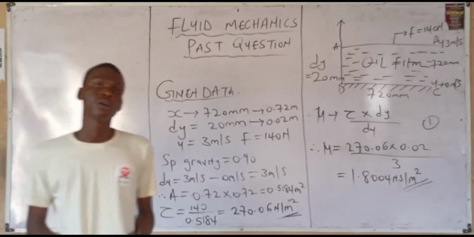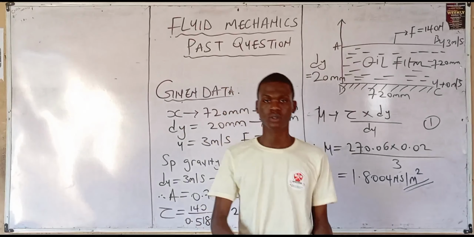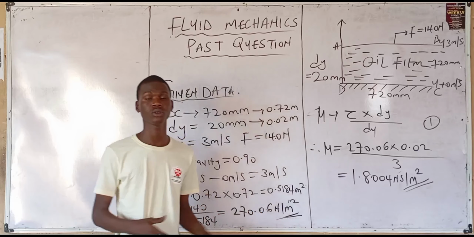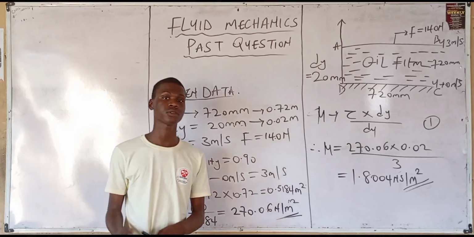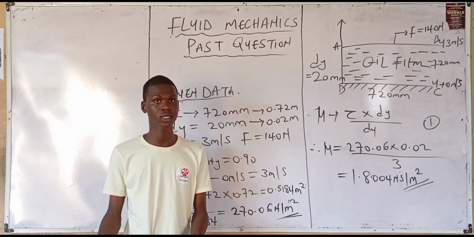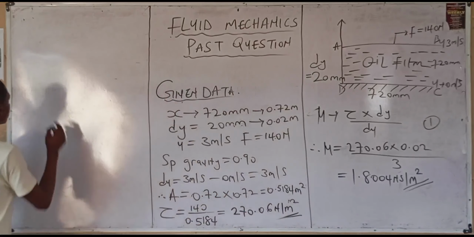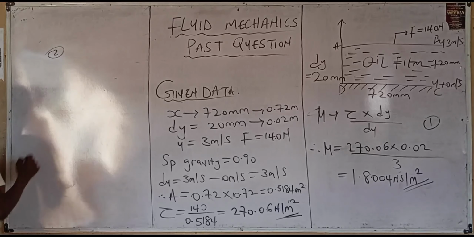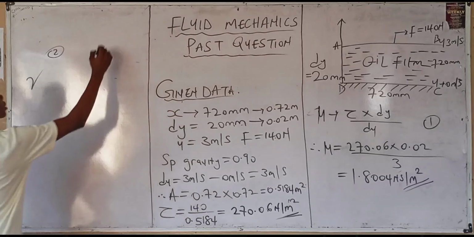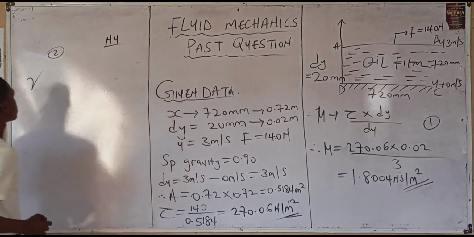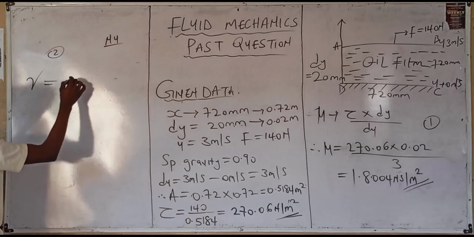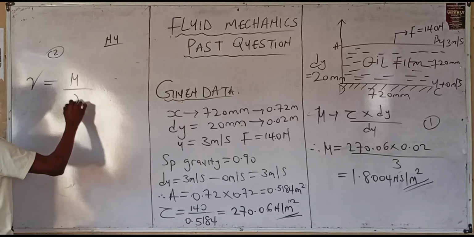Now for question 2. Question 2 says calculate the kinematic viscosity. How do you go about it? Recall your formula for kinematic viscosity. In the introductory video, I explained the concept of kinematic viscosity, right? The relationship between kinematic viscosity, dynamic viscosity, and density. So that's what we'll be using here. Now, for your question 2, your kinematic viscosity is symbolized with this, and it is pronounced nu, right? From here, your kinematic viscosity is equal to your dynamic viscosity divided by density.